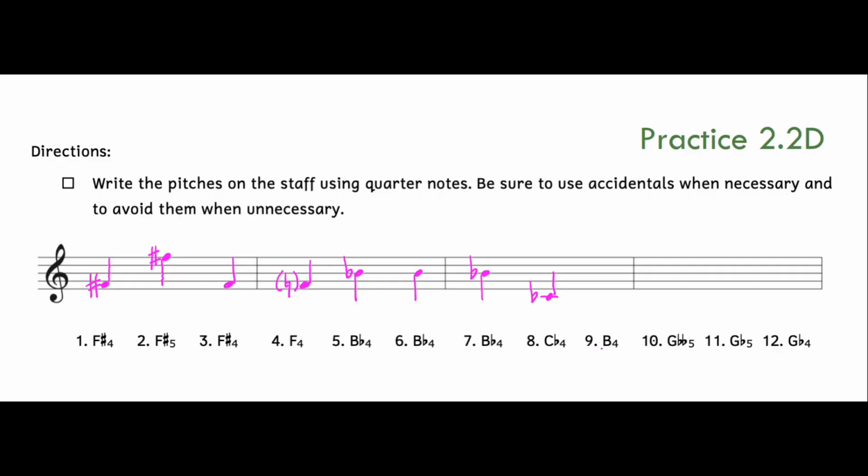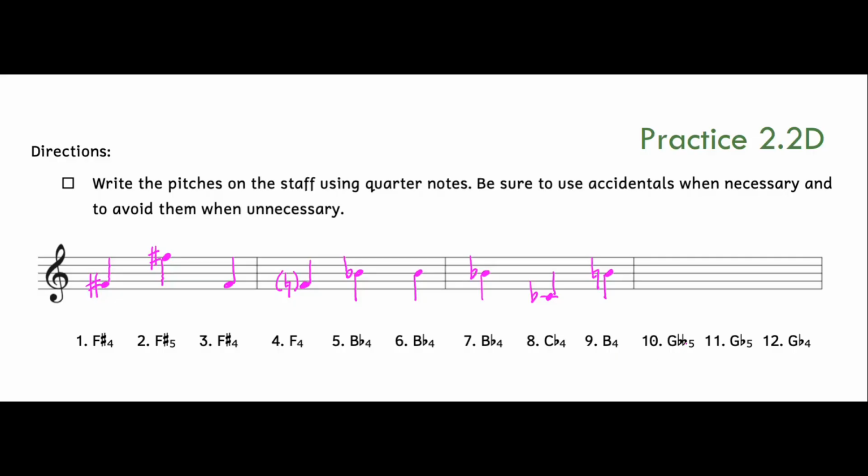Okay, number 9 is B4. So that goes here, but notice it's not B flat. And there's a flat here. So I have to add a natural sign. Can I add parentheses in front of this natural sign? No, because this is not a courtesy accidental. You have to put this natural sign in order for people to know you mean B4.